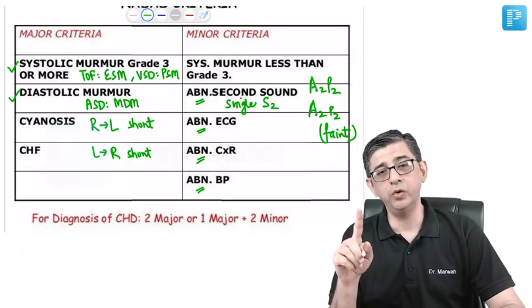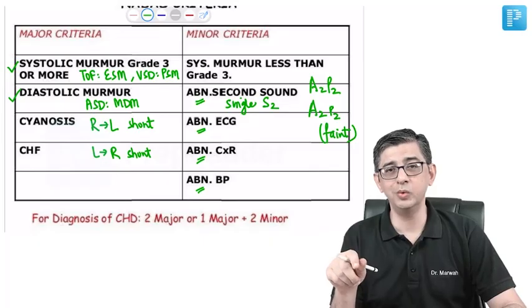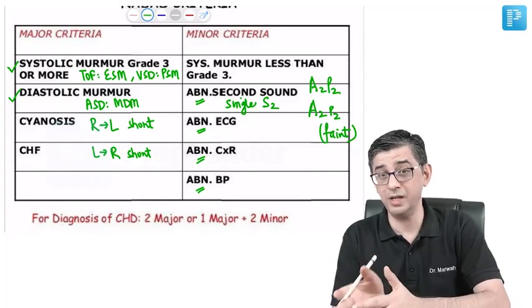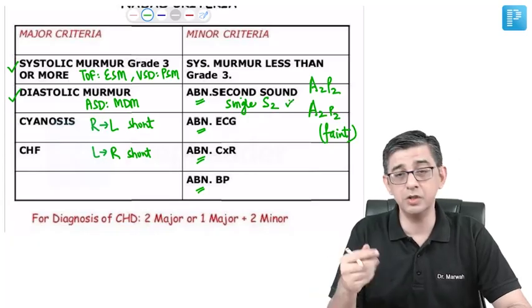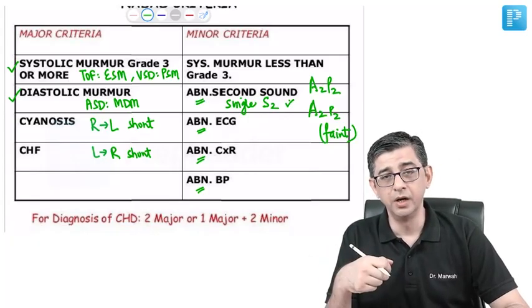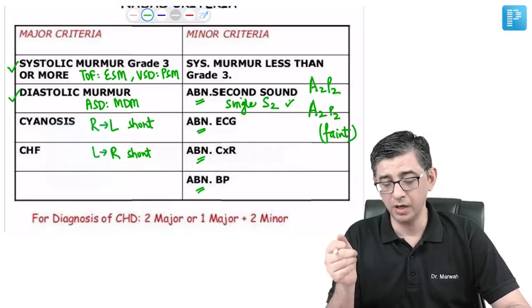Because you may not be able to appreciate it, we call it a single S2. So every time you read the words single S2, it always tells you that there is a problem with respect to the pulmonic valve, whenever I'm talking about congenital heart disease. In fact, you will notice that in Fallot's physiology, this is one of the important diagnostic criteria. That is why abnormal second heart sound has been included in the diagnosis here.